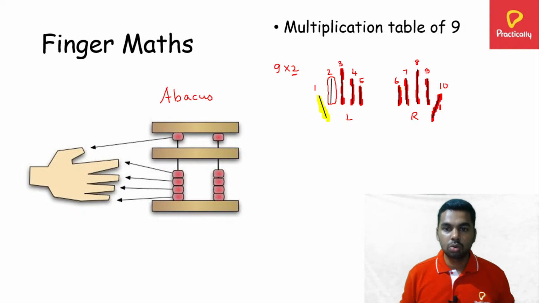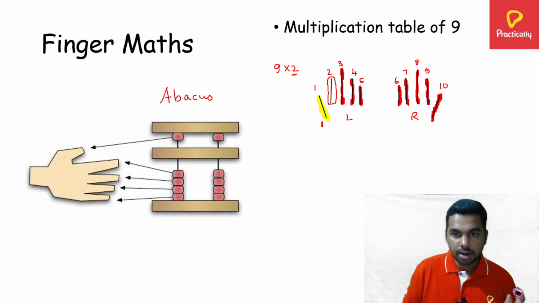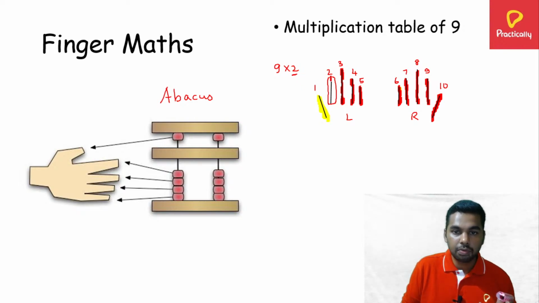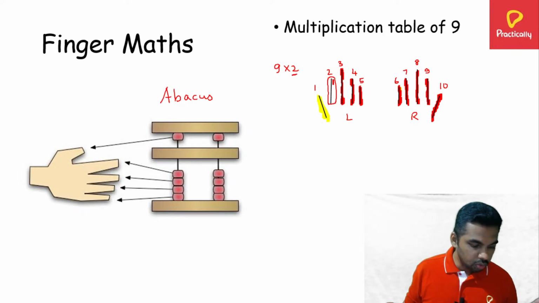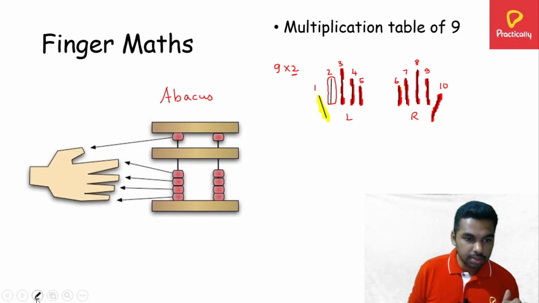All right. So in total, what is the number on the left? It is 1, and the total numbers on the right is 8. You won't count the second finger. Okay. So understood how we got 9 multiplied by 2 as 18.